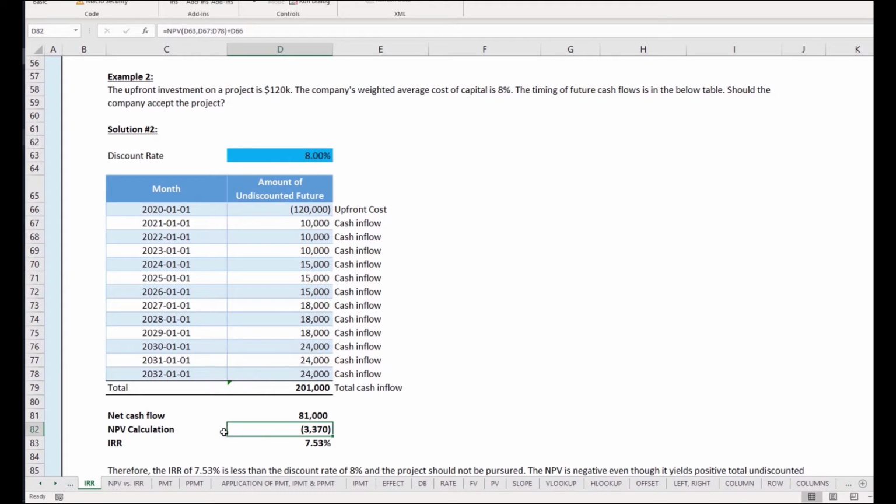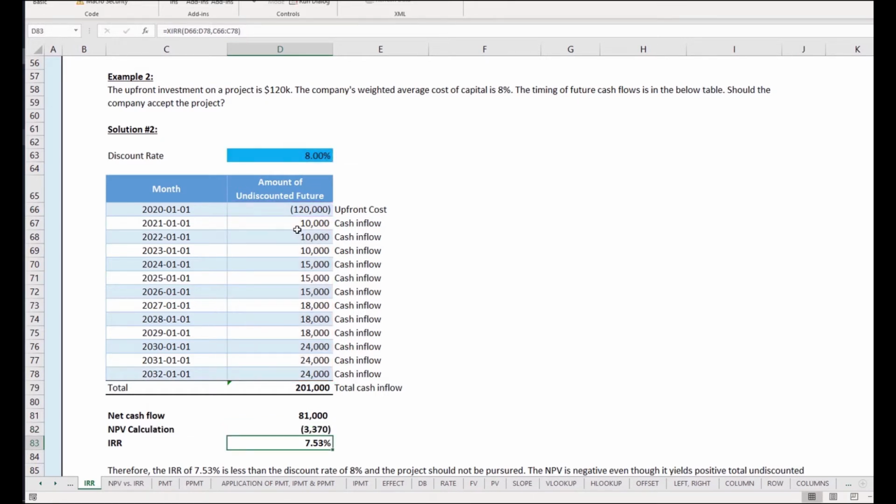We can use the NPV formula as follows. We put in equals NPV, we put in the rate, which is the company's discount rate of 8% cost of borrowing. Then we put in the values, i.e. cells D67 through D78. That's the future cash inflows. And then we add the upfront cost, which is a negative value. And when we do that, we can see that the project would actually lose money. It would only have a yield of negative $3,370. So this project is not worthwhile. It should not be pursued.